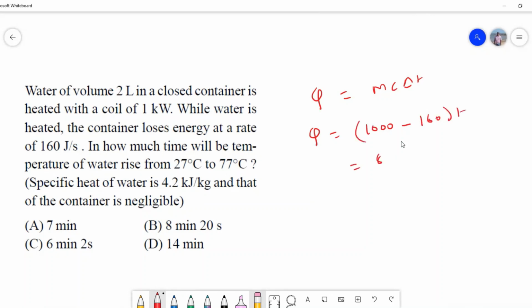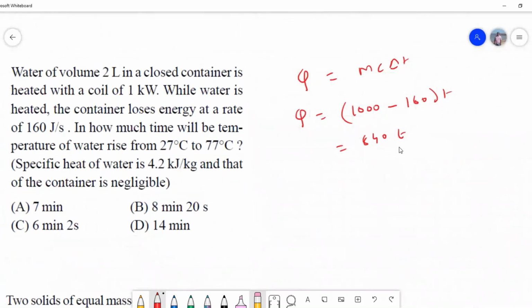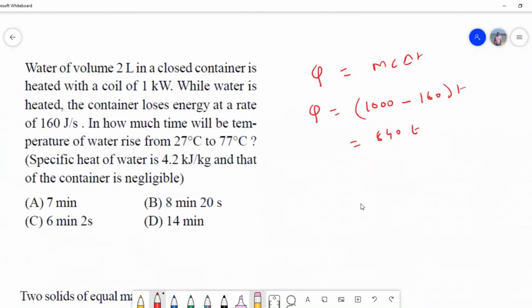So net utilized energy is only 840 joules per second. It is only 840 joules that is utilized. So let us take T as the time. Now equate that 840 into T is equal to M, mass of water. See, volume is given. You know, mass is equal to volume into density. So 2 liters into density of water. Liters is 10 power minus 3 into 1000 kg per meter cube. So we get 2 kg only.